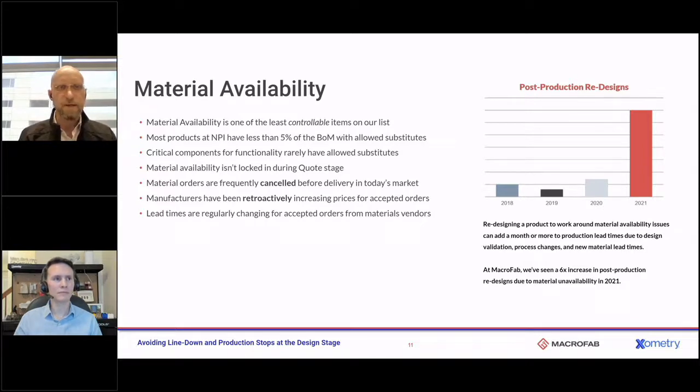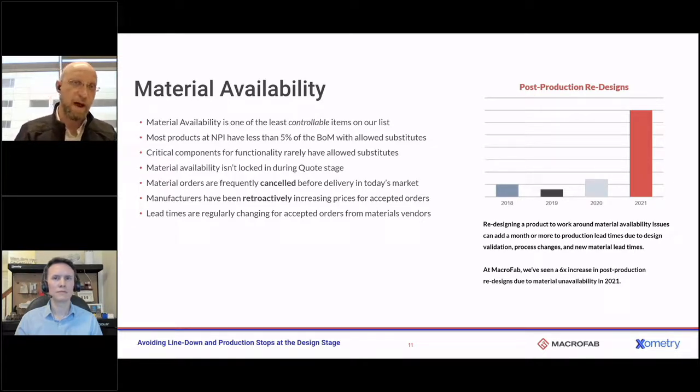But what is our ability to set things like substitutes and alternates? When there's a form, fit, function compatible part out there, it really makes sense to include it as an alternate. And one of the things that we're really seeing is that when we get a bill of material in quoting or even going into the NPI process, we're seeing less than 5% of our BOMs or BOM line items out there have allowable substitutes.